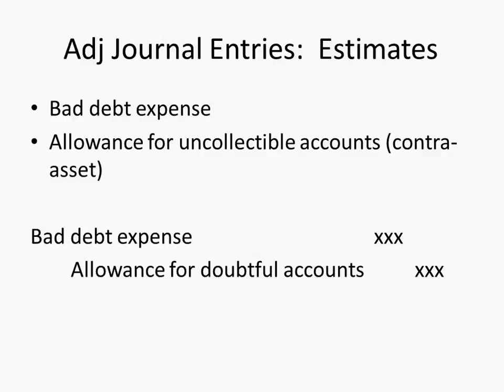You take a look, you evaluate your receivables, and you would adjust your bad debt expense in your allowance account. You might do this at the end of the period. You might do this at the end of the year. But this would be an adjusting entry that you would make. You would not do this as a regular entry during the period.